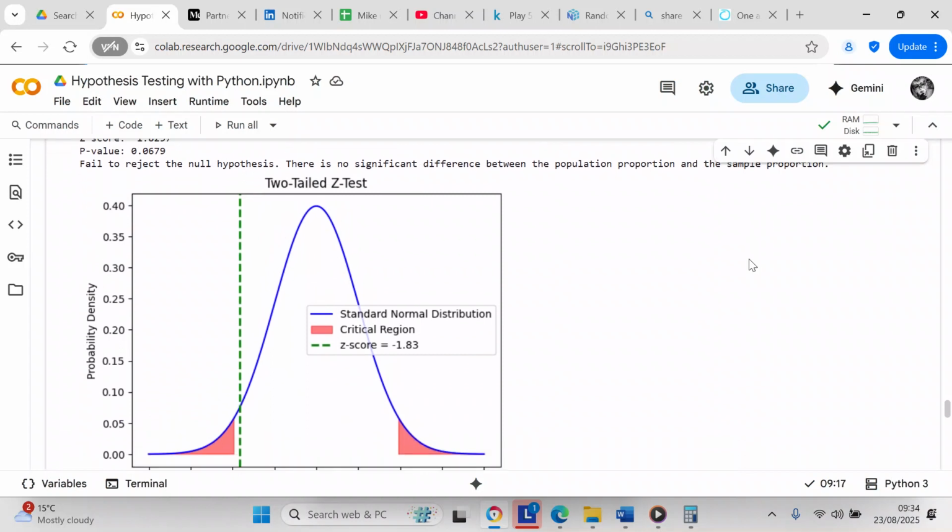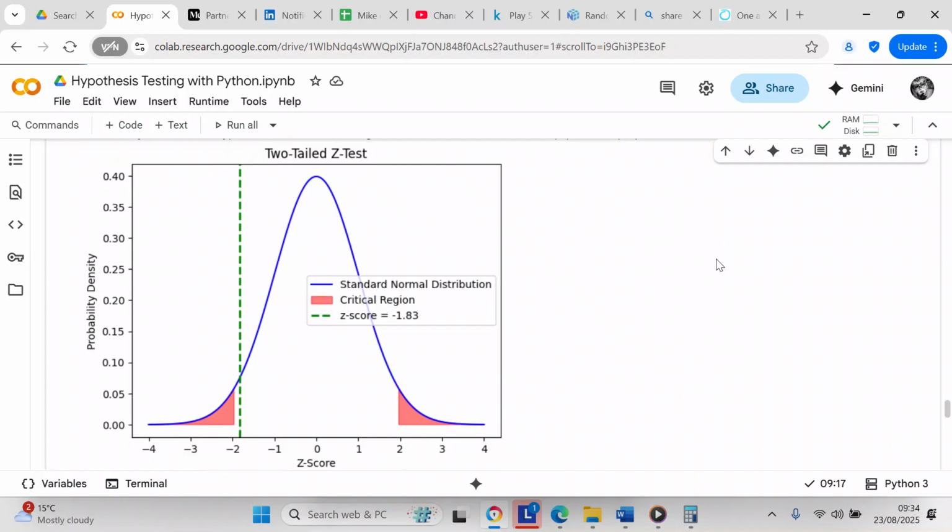And this is the chart, the diagram that we have made to show our work. So your blue is your standard normal distribution, your red is your critical region, and your green is your z-score. You can see here that the z-score is 1.83 negative, and your critical region starts at -2. So your z-score is just before the critical region, but it did not actually make the critical region. So we failed to reject the null hypothesis.